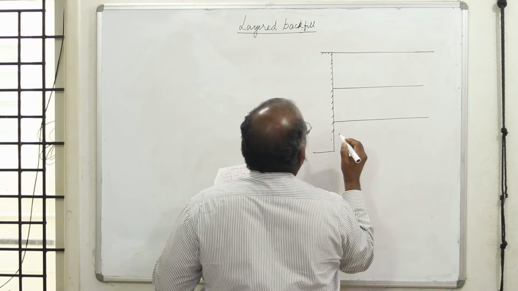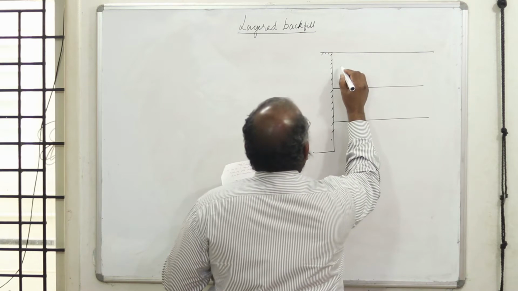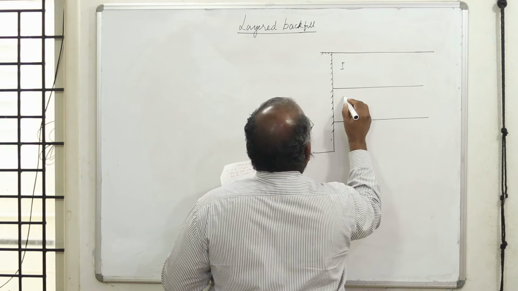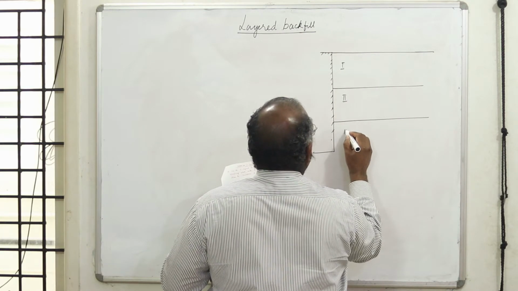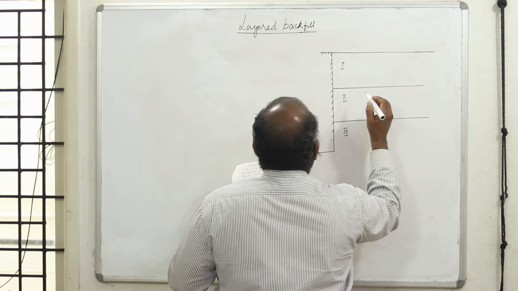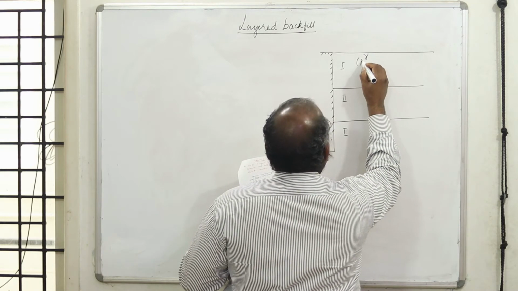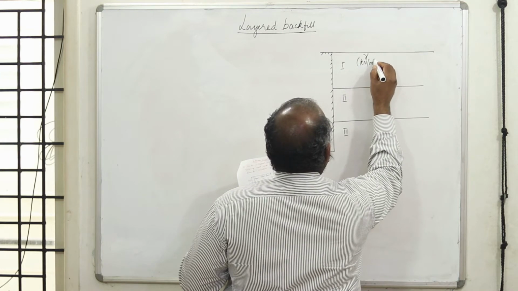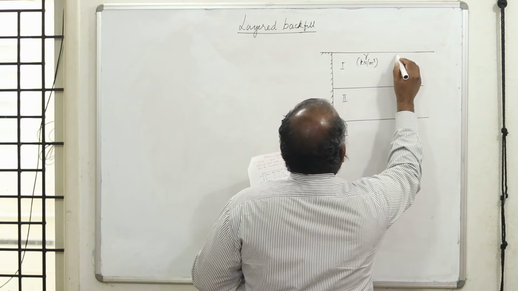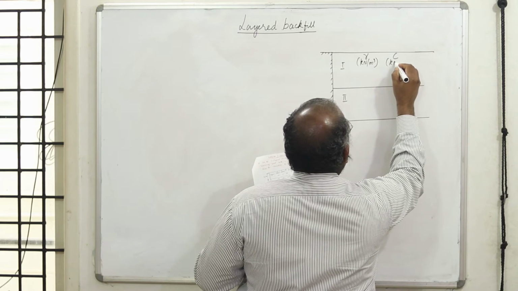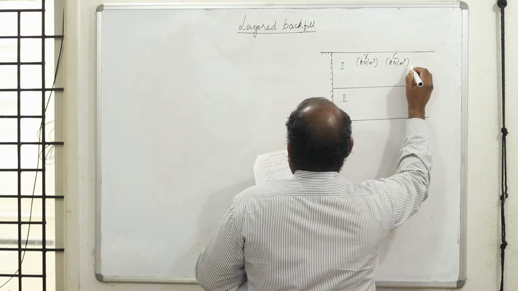Each layer is 5 meters: layer 1, layer 2 and layer 3. Now I'll write the properties: the unit weight in kilonewton per meter cube, then the cohesion in kilonewton per meter square, and the value of phi.